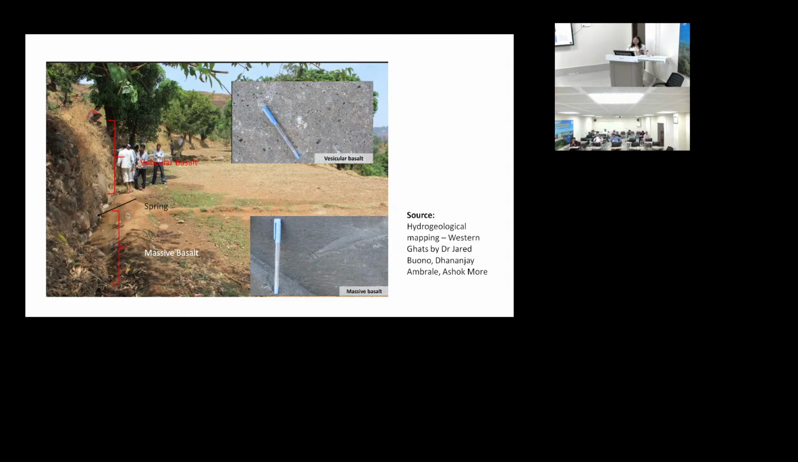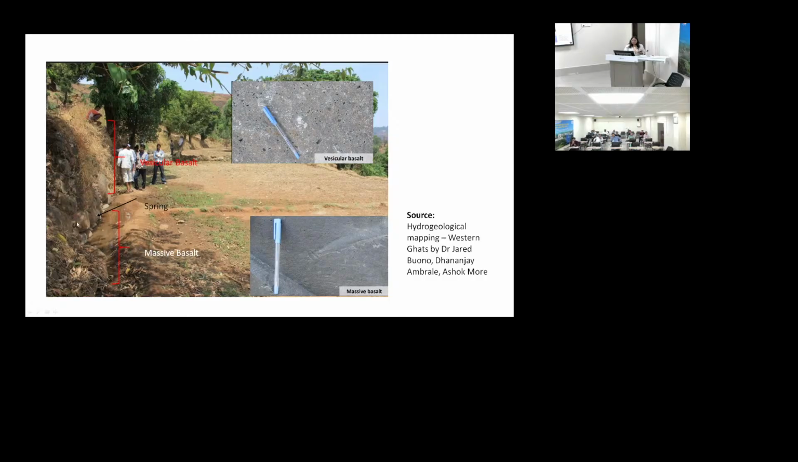Volcanic igneous rock terrain in the northeastern part is not very common. So this is an example from Maharashtra. As you can see, these are the vesicles, small nodules. You can see when they are interconnected, it will form permeability.